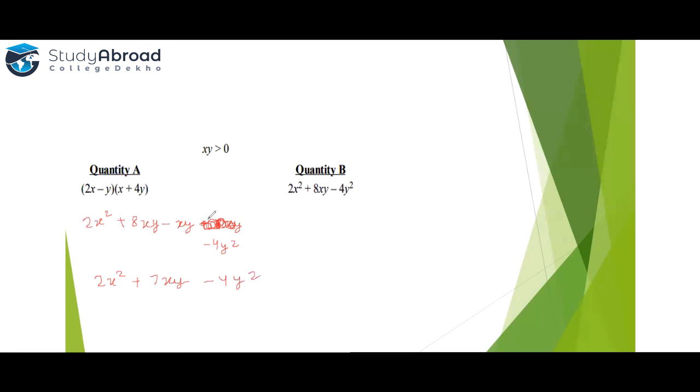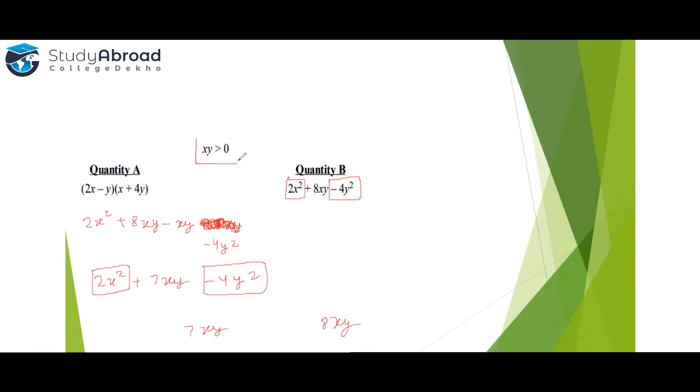So this is a different variety of question. You will learn something new here. What you can see, what terms are common? 2x square and minus 4y square. These are common. So I have to basically compare 7xy and 8xy. Right? We have to directly compare 7xy and 8xy. So if we compare 7xy and 8xy, what will we get?